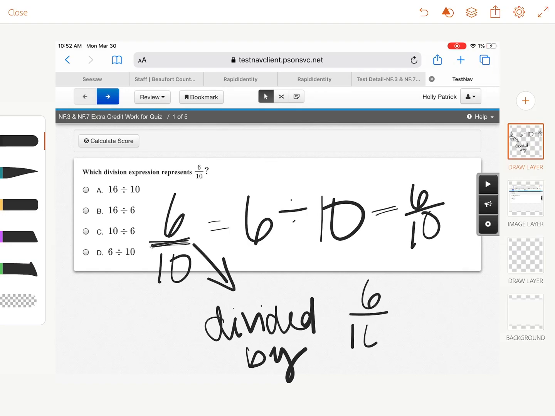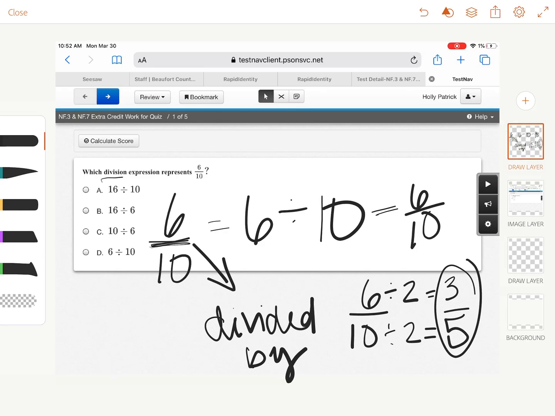Okay, I can take it a step further and simplify this fraction and say, okay, 6 and 10 are both even numbers, so I know that they have a common factor of 2, so I can divide the numerator and denominator by 2. 6 divided by 2 is 3. 10 divided by 2 is 5. And my answer would be 3/5 as a simplified answer, but that's not what this one is asking. It's asking for a division expression, okay? And that division expression is going to be 6 divided by 10, which is going to be your letter D.